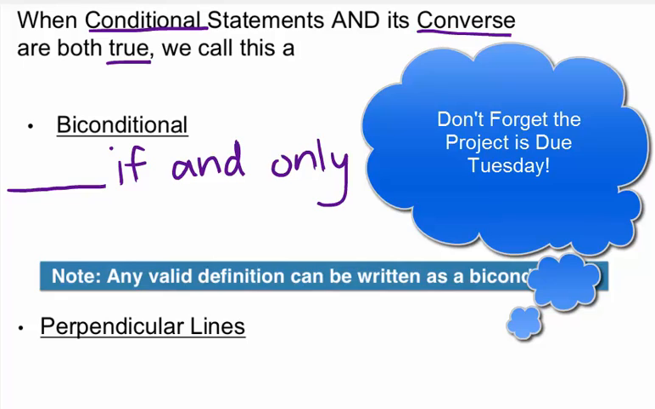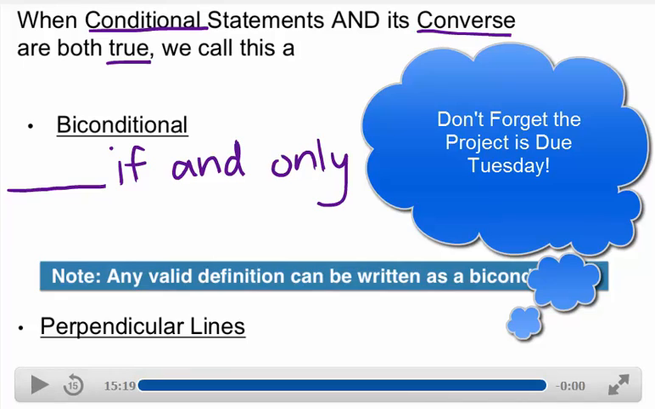All right, guys. Any valid definition in math, especially, can be written as a biconditional. And we're going to start class off tomorrow by defining perpendicular lines, and we're going to write that as a biconditional.